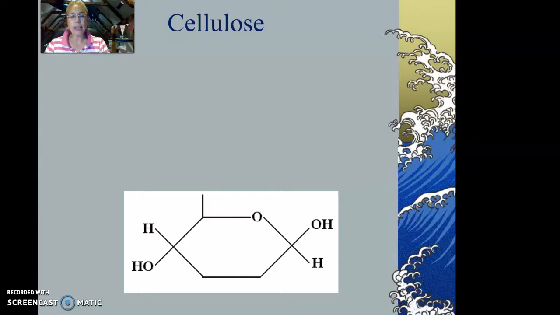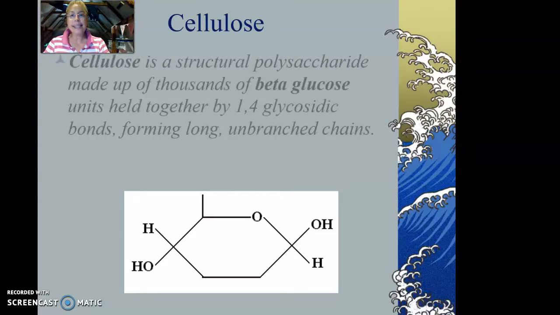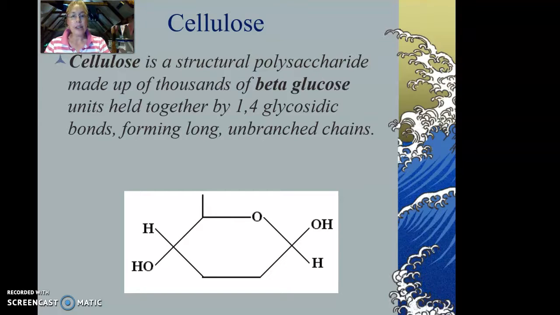Okay, absolutely. So the hydroxide group is at the top. That makes it beta. Remember, beta, B is the second letter of the alphabet, so it's got the two letters, the O and the H at the top. Okay, so this is the key thing. With cellulose, it's made up of thousands of beta glucose units. And these are held together by glycosidic bonds, forming long unbranched chains. Now, what I'd like you to do is listen through to this. You can then go back and pause the video and write down notes if you wish to.